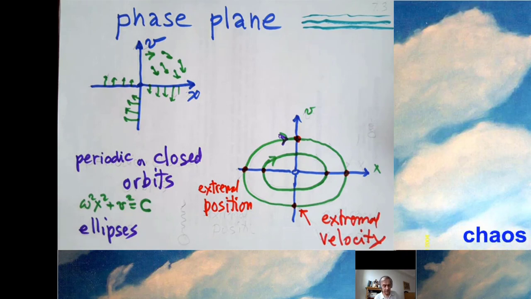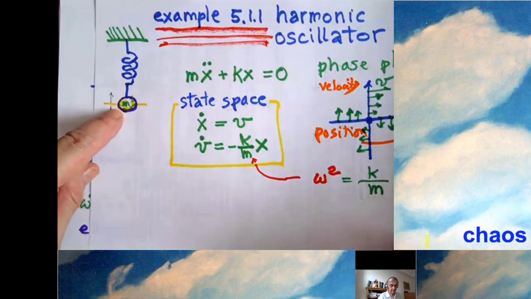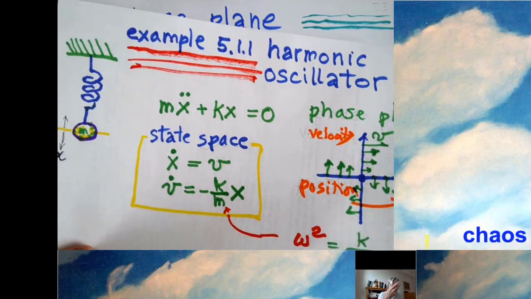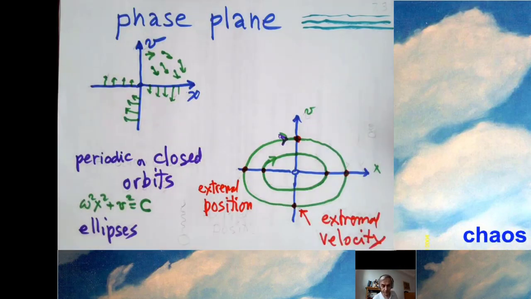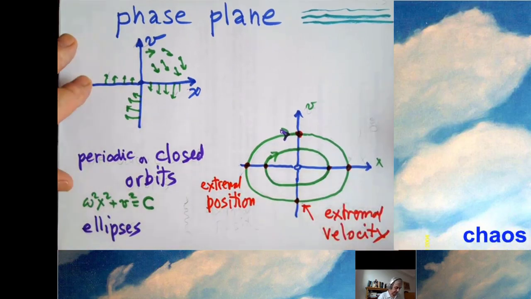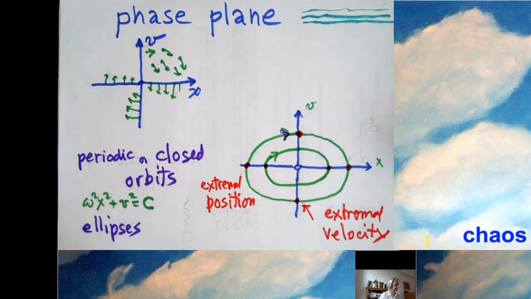But the other thing that can happen, which we'll see very soon: suppose that this guy was in honey. So you pull it, it goes back, it slows down, and very soon it dies, and you get a spiraling motion. So this is not necessarily what you get. This is a magical thing about classical mechanics or energy conservation, that you get periodic motion. So don't take it for granted.